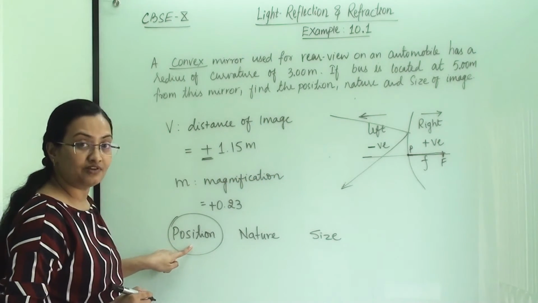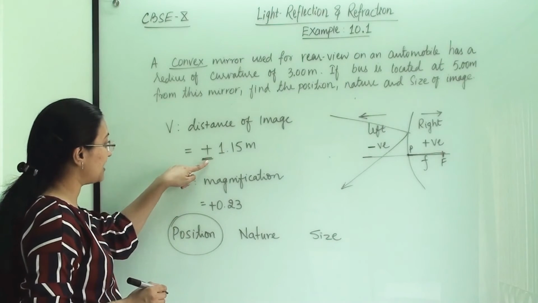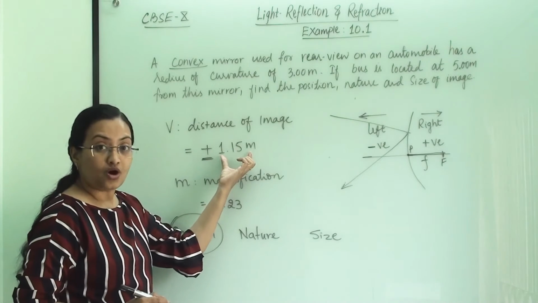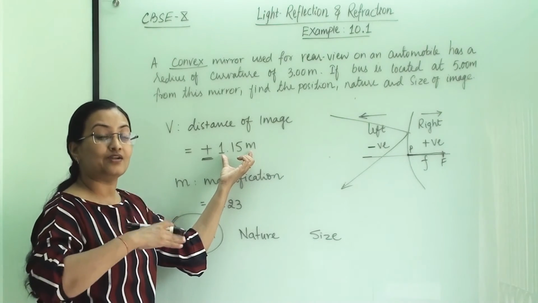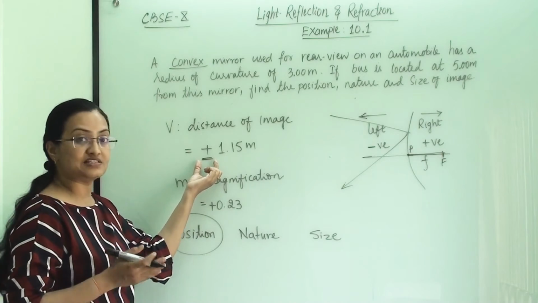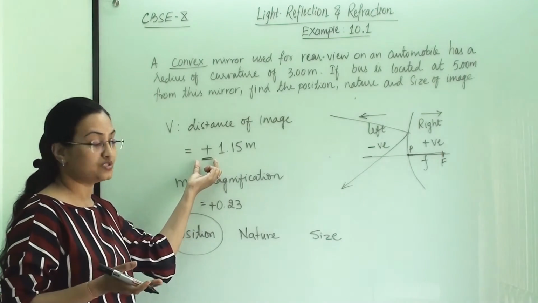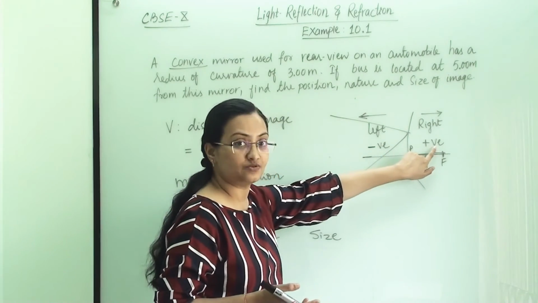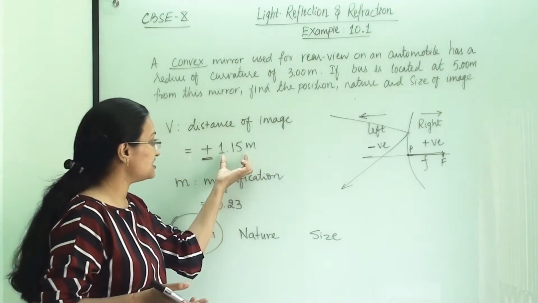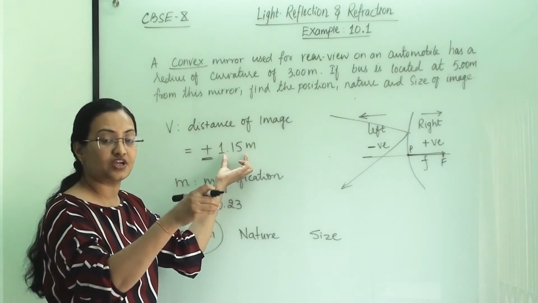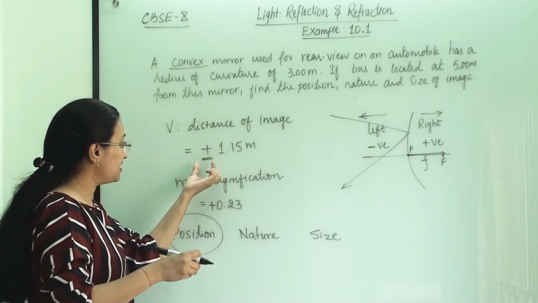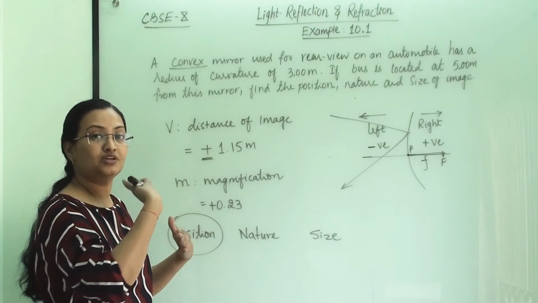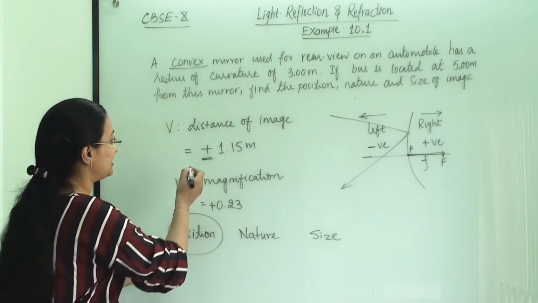So from where will we find out the position? From the sign of the distance of image. The number is not suggesting where its position will be; its sign will suggest that. If the sign is negative, then it is towards here. If the sign is positive, then it is towards here. The number suggests the exact location where we will get the image, but we need to know whether it is towards the left hand side, in front of the mirror, or at the back of the mirror. We get that from the sign.